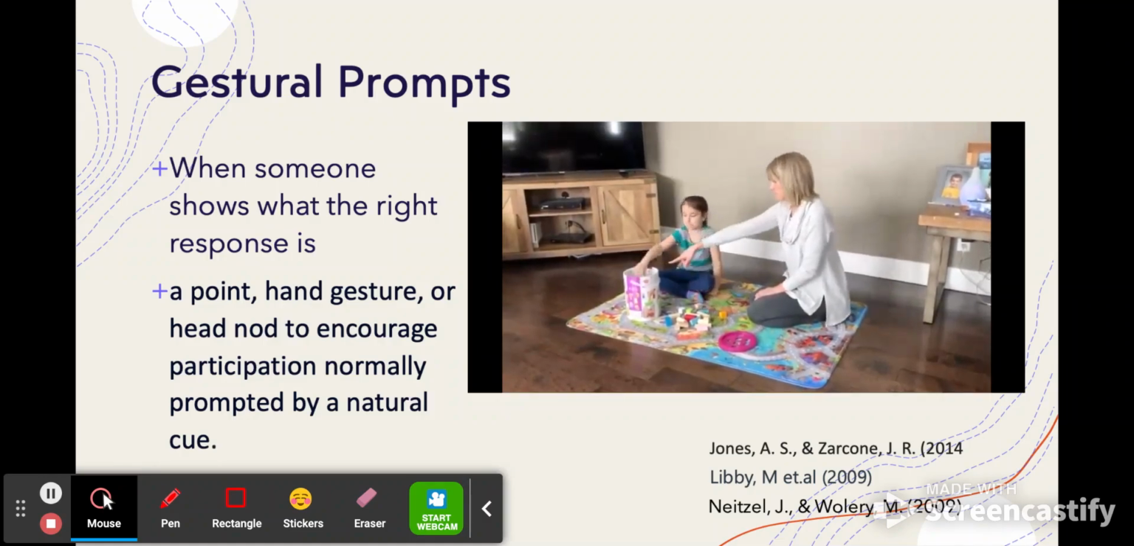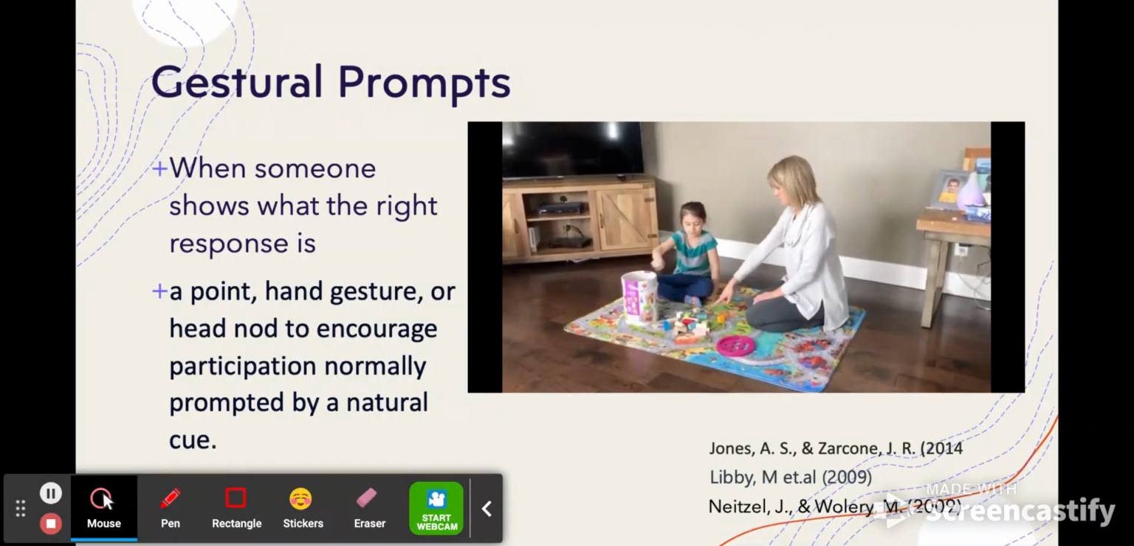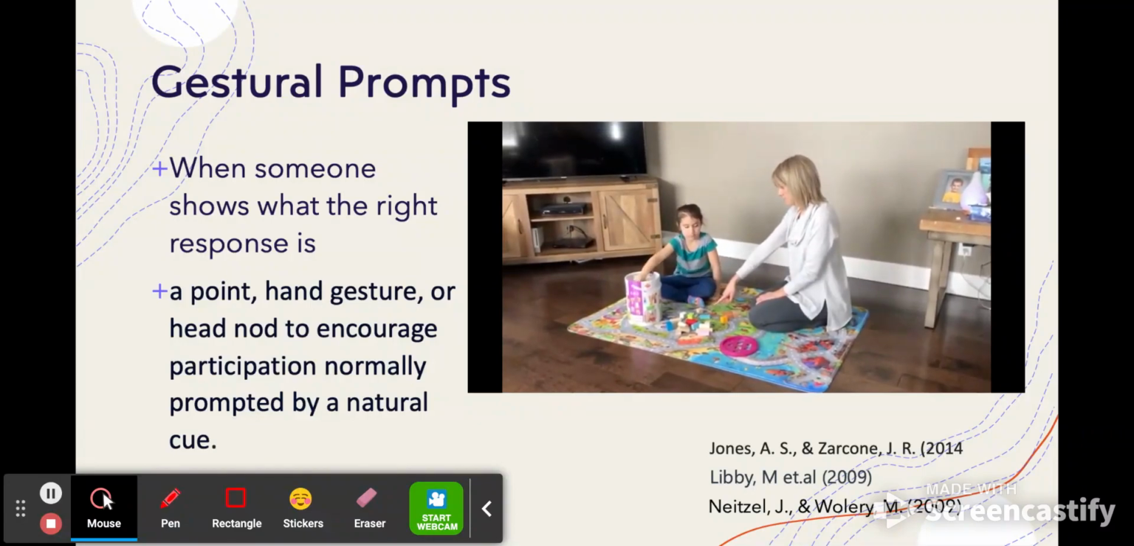Here, the therapist provided the SD, put away the blocks, and immediately pointed to the blocks and the box where the girl should be putting the blocks away. This is teaching cleaning without providing any verbal or physical prompts.